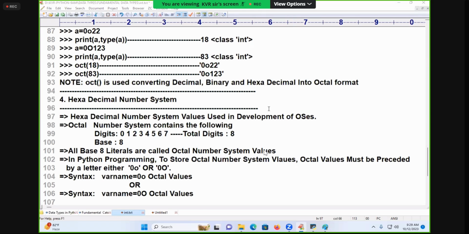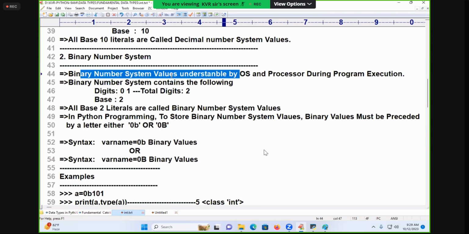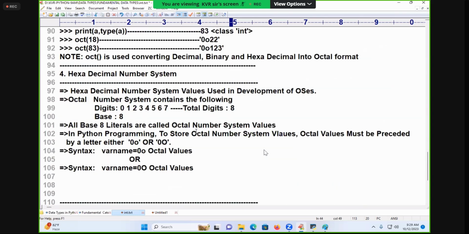So binary data is understandable by the OS and processor during program execution. To understand this binary, an OS is required or not? Such an OS was developed using which type of concept and conventions? Hexadecimal. Don't get confused and ask me, sir, here also OS, here also OS. That is different actually. Are you following me?